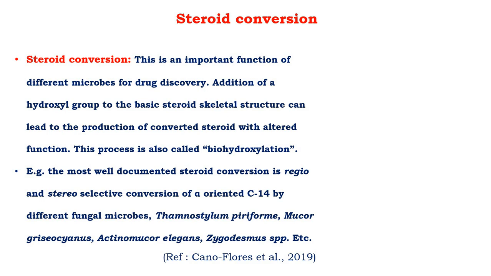The most well-documented steroid conversion is the regio- and stereoselective conversion of an oriented C14, carbon number 14, by different fungal microbes like Thamnostylum piriforme, Mucor bainieri, Actinomucor elegans, and Zygorhynchus sp. So this is a very important technology where microbes, particularly fungal microbes, are utilized for industrial application. We can discuss this steroid conversion separately in a different tutorial.